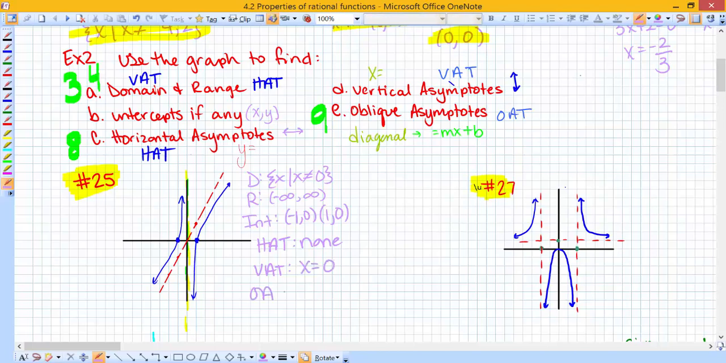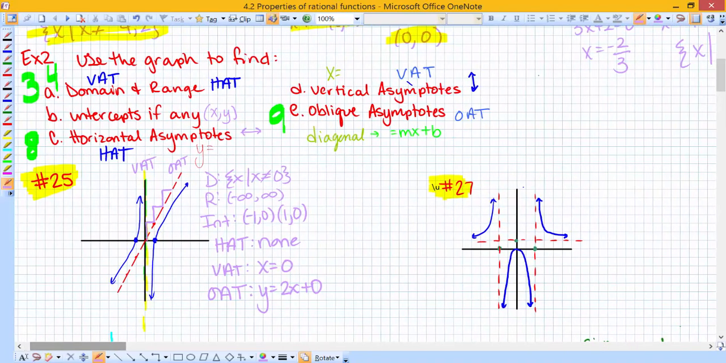And then the oblique asymptote runs at a diagonal. So here is my vertical asymptote. See how this red dashed line is at a diagonal? That is your oblique asymptote, and that equation is going to be written as y equals mx plus b. So I need my slope, and I'm going up 2 over 1. So this is 2x, and I'm starting at 0. You don't need that 0 there, but for note's sake, I'm going to put the 0 there. So that's everything you have to do to analyze from a graph. Now I'm going to move on to 27. Questions, make sure you're writing them down.